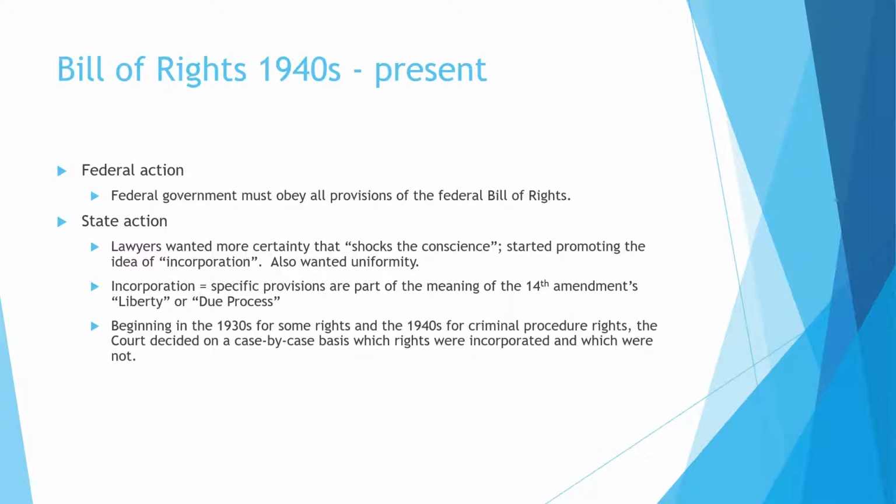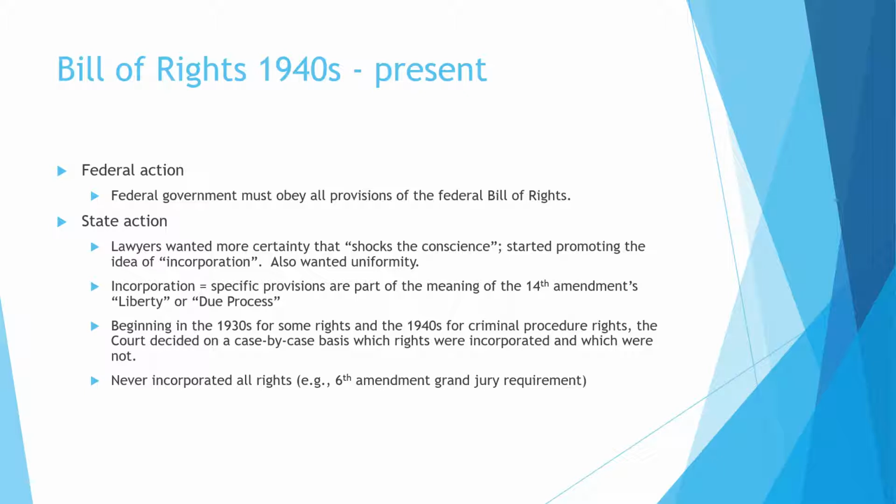So what that meant was, as we see here, beginning in the 1930s, for some rights like freedom of speech, freedom of religion, then the 1940s for criminal procedure rights, the court decided which rights were in, which rights were not. Almost all of them were incorporated. They never incorporated all of them. So we've never had total incorporation. The total Bill of Rights does not apply completely to the states, but it almost does.